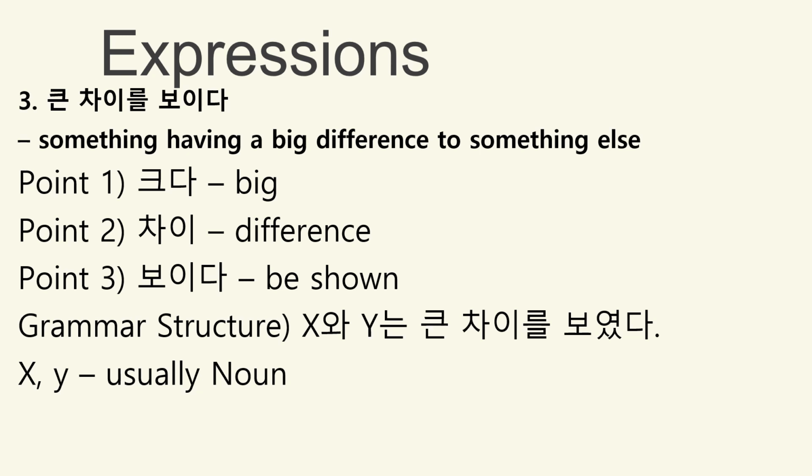If we combine the meaning of 크다, 차이, and 보이다 together, we can see how they combine to create this meaning. Again, this is 큰 차이를 보이다. The structure for this is x와 y는 큰 차이를 보였다. We can replace x or y with anything here, and usually the nouns.